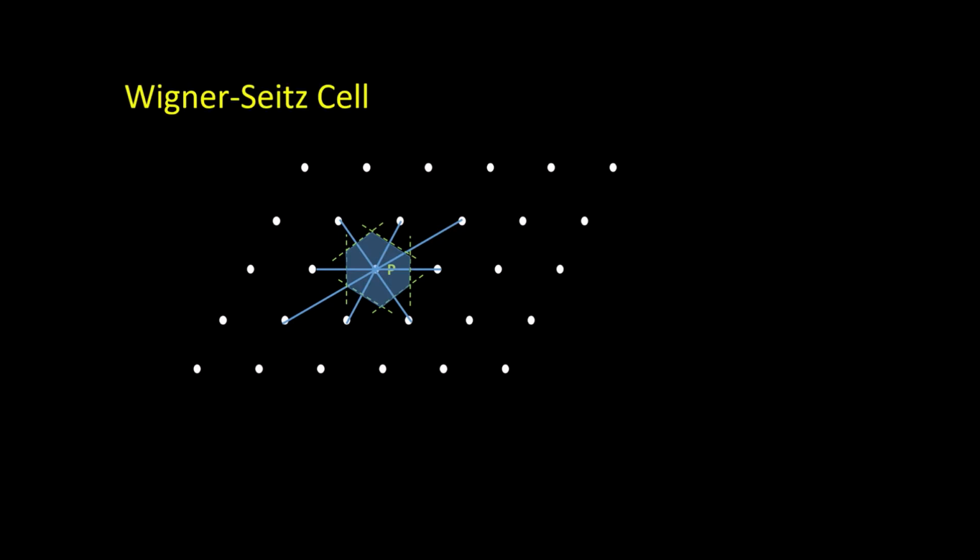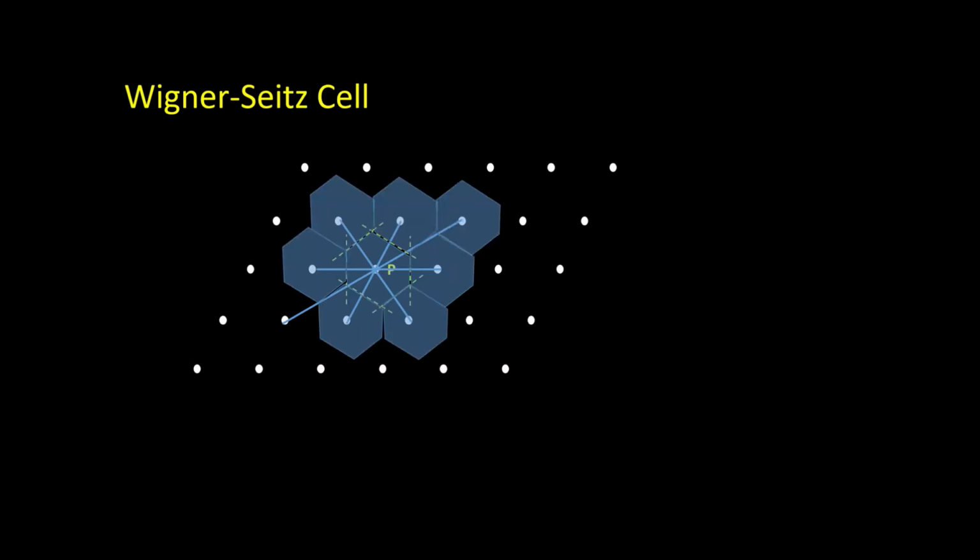Let's consider a two-dimensional lattice like this one. Choose a lattice point P. Then connect this point to all nearby lattice points. Now let's draw perpendicular lines exactly at the midpoint of each of these connecting lines. The polyhedron enclosed by these perpendicular lines is called the Wigner-Seitz cell. This is a primitive cell and it is possible to fill up all space by translation of that cell.